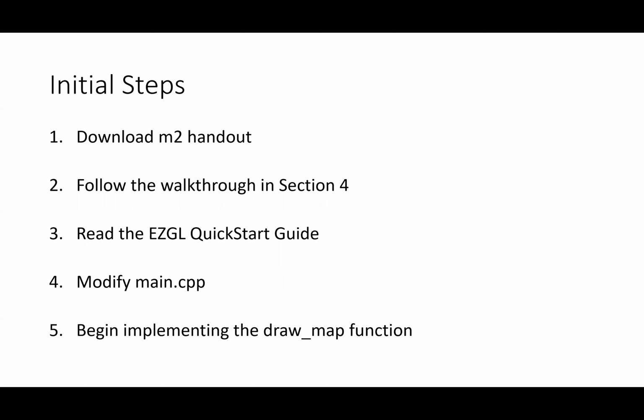Okay, so what should you do? Download the milestone 2 handout. There's a walkthrough in section 4. In particular, you have to run this command, ec297 init 2. What that does is it will add some files into your Git repo, which have the graphics library and a little skeleton file for milestone 2 as well. But the main thing is it puts the graphics library in your repo.